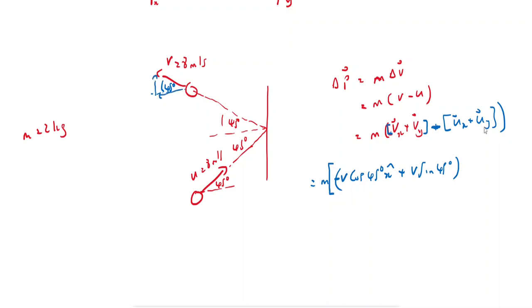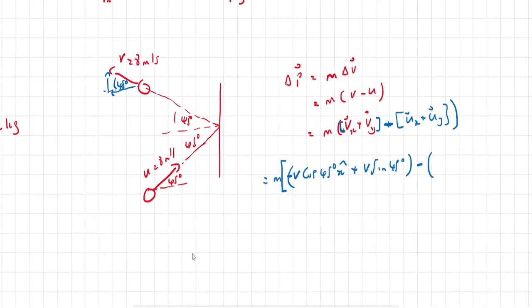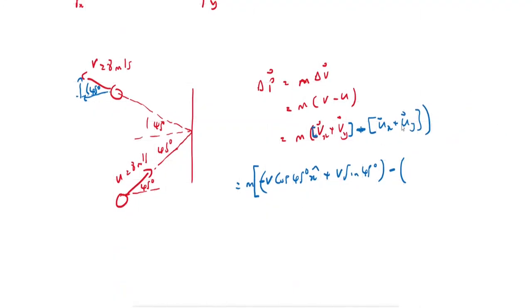Then this is u_y, whatever it is, there's a minus, and then let's open the bracket, and then let me just set everything this side. It's fine. Remember the mass is going to be 2 kg. And then u_x is going to be, if you look at it, this one. This is u_x, and then this is u_y.